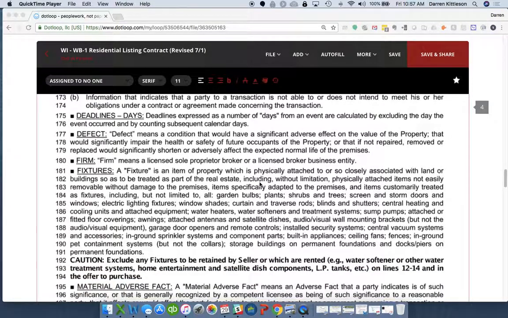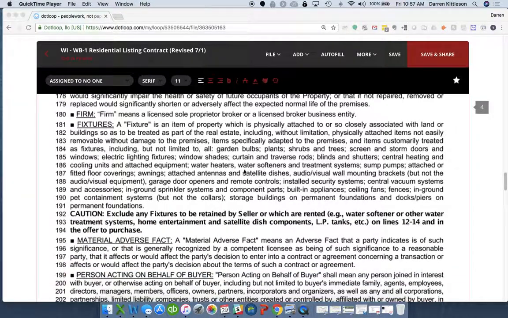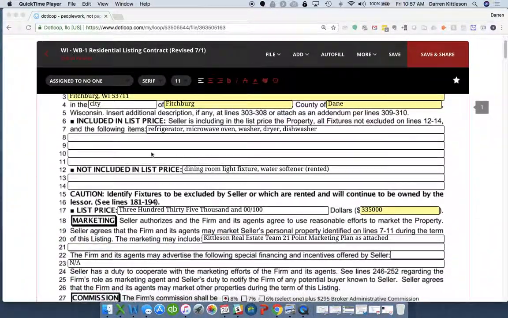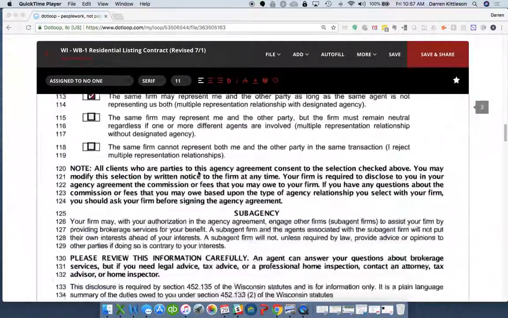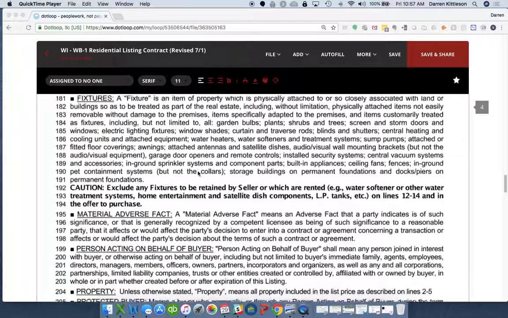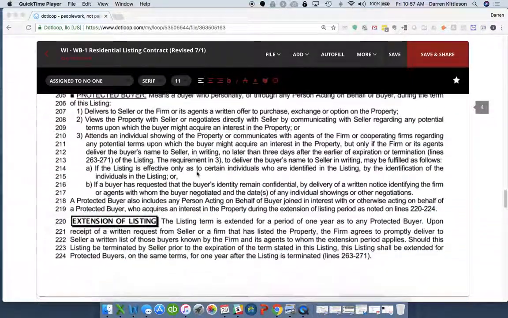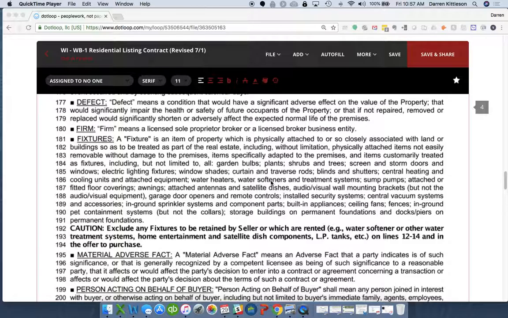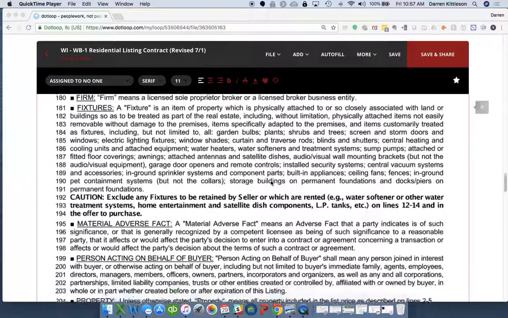It talks about defects, it talks about the firm, it talks about fixtures. Now, by the way, 181 through 194 is a great paragraph to read through with your seller when you're back at line 1, page 1, I should say, talking about what's included on line 6 through 11 in their sale price. So I always read through that with them because that might spur an idea of something that needs to be excluded from the offer or from the listing agreement.